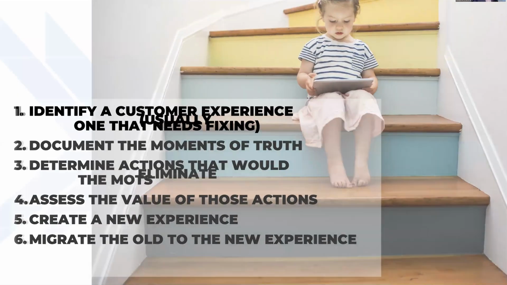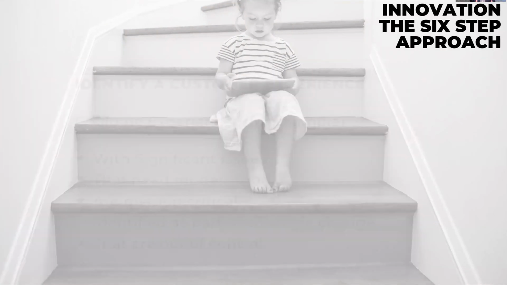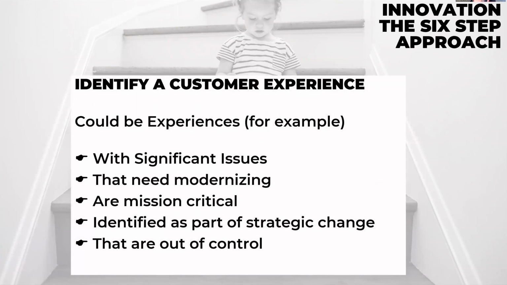Excellent, good. So this first one, identify a customer experience, and it's usually one that needs fixing. This isn't rocket science. It could be an experience with significant issues: it's not working well, it's broken, it's falling apart. It could be an experience that needs modernizing, so you might be digitizing your experiences. You might want to introduce robotic process automation or some similar thing, or artificial intelligence. So we need to modernize what we're doing. It might be experiences and processes that are mission critical. Without them, we don't have an organization.